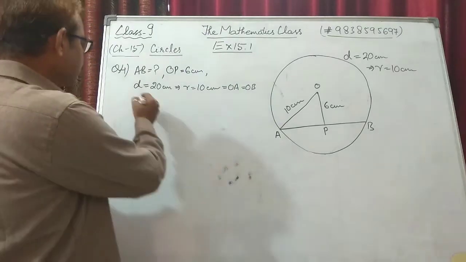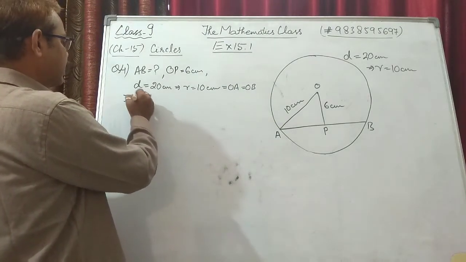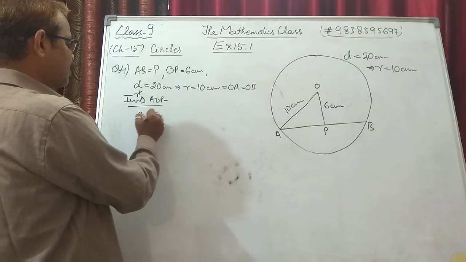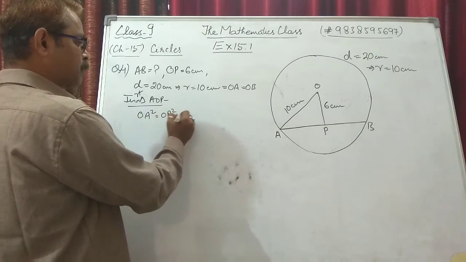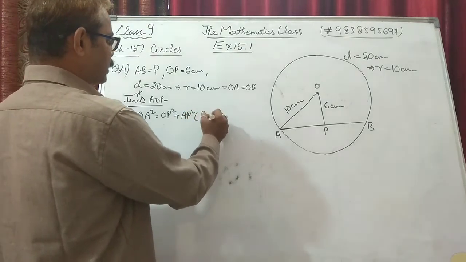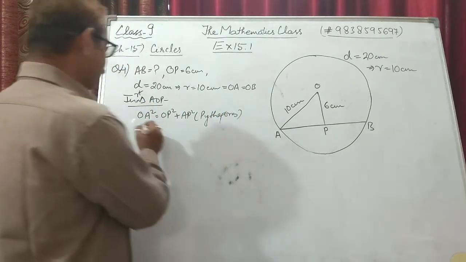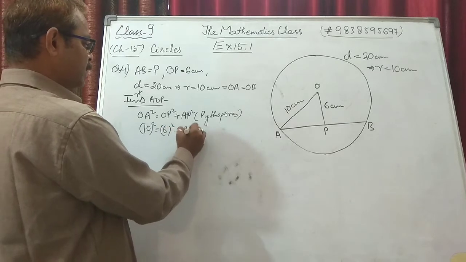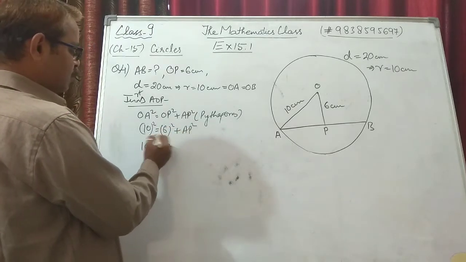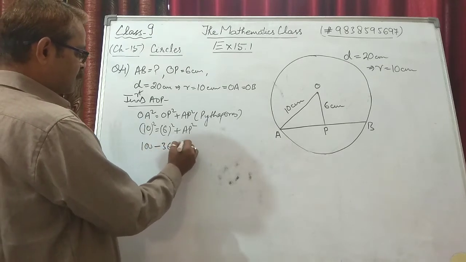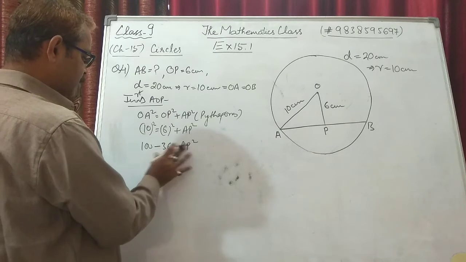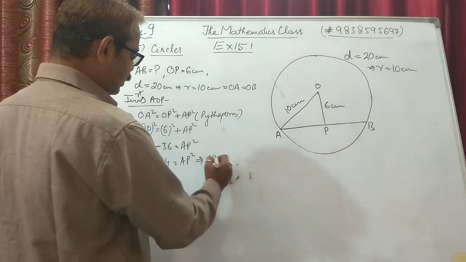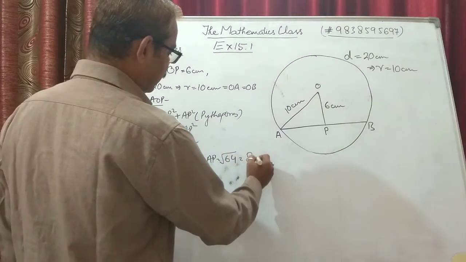Now what it is, we will say in right triangle AOP, what we can say? We can say OA square is equal to OP square plus AP square, and reason is Pythagoras theorem. Now OA is given to you 10, so 10 square is equal to OP 6 square, and plus AP square. So 100, 6 square means 36, which will come to the side. 36 is equal to AP square, so that is 64. 64 is equal to AP square, implies that AP is equal to under root 64, that is 8 centimeter.